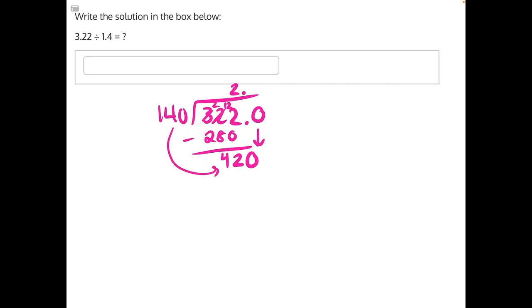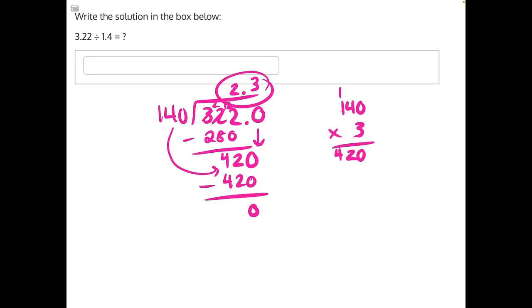So let's try doing 140 times 3. 3 times 0 is 0. 3 times 4 is 12. Carry the 1. And 3 times 1 is 3 plus 1 is 4. There we go. So 140 times 3 gives us 420 evenly with no remainder, making 2.3 our final answer.